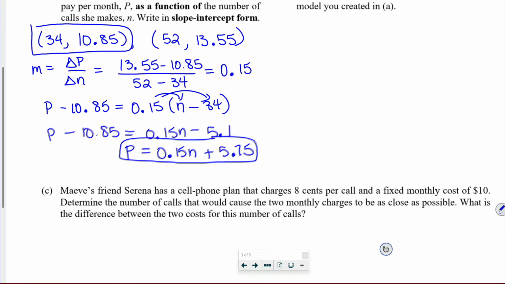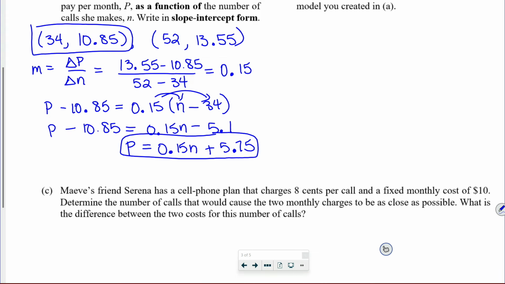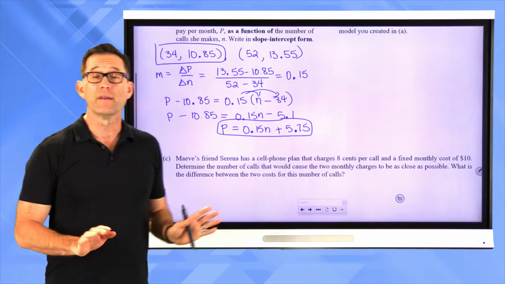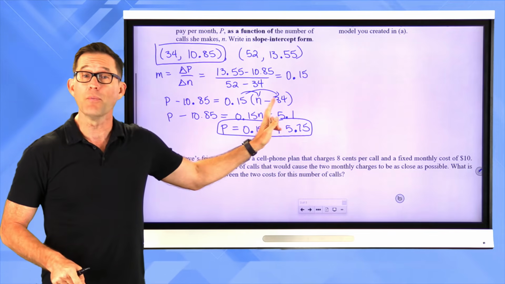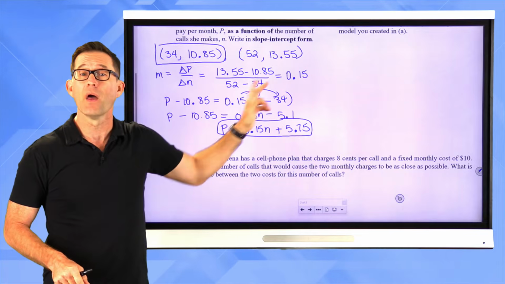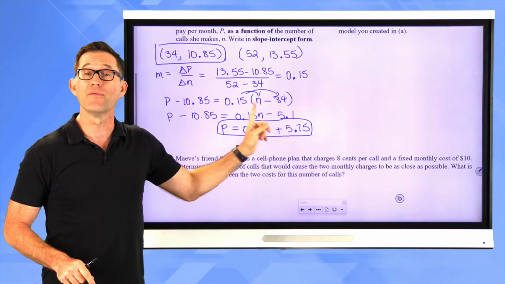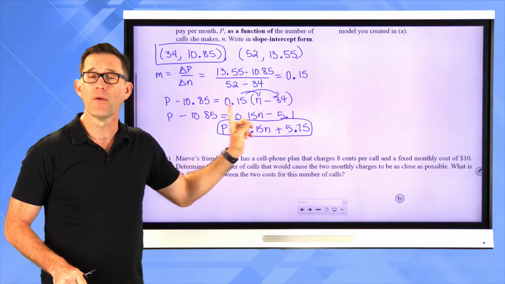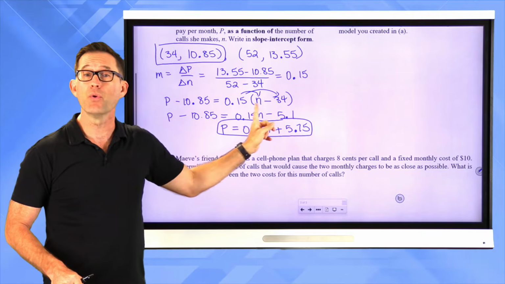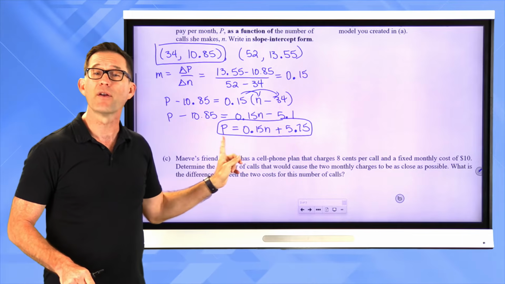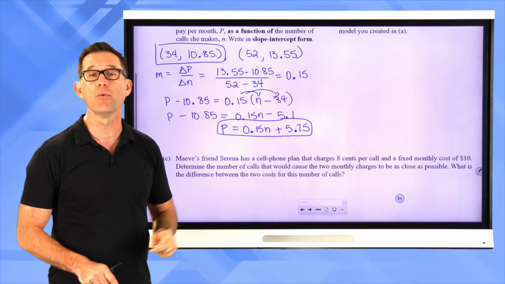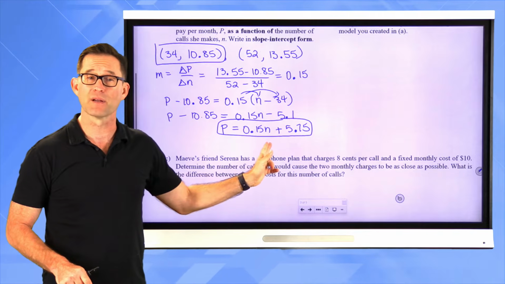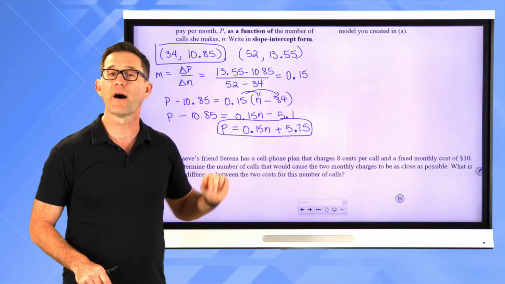All right, so we've got our final model. There it is. Again, keep in mind what I did. I first calculated the slope of my model, 0.15. I then used the point-slope form of the equation to write an initial model. I then distributed the slope through the right-hand side of the equation and rearranged so that I got my final slope-intercept form. So the amount that Maeve pays is 0.15 times the number of calls she makes plus 5.75.